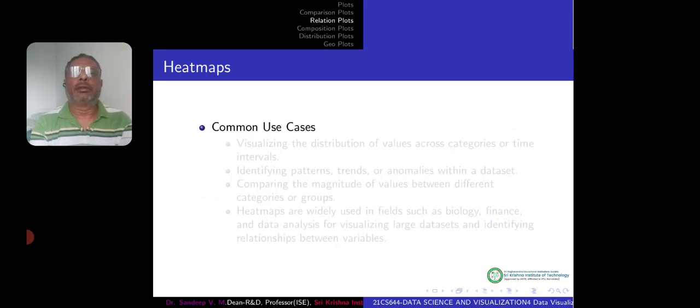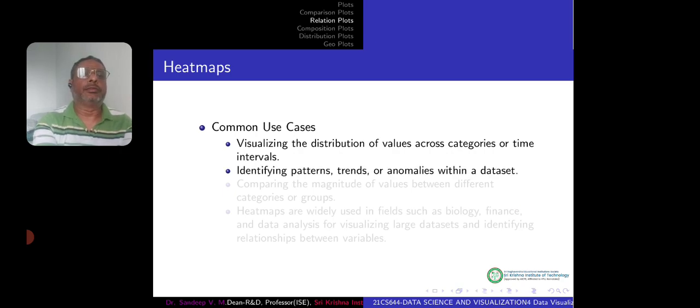So where are these types of maps used? They are used for visualizing the distribution of values across categories or time intervals. So if we are trying to visualize the distribution, then heat maps will be useful. It is very useful when you are trying to identify patterns, trends or anomalies within the data set.